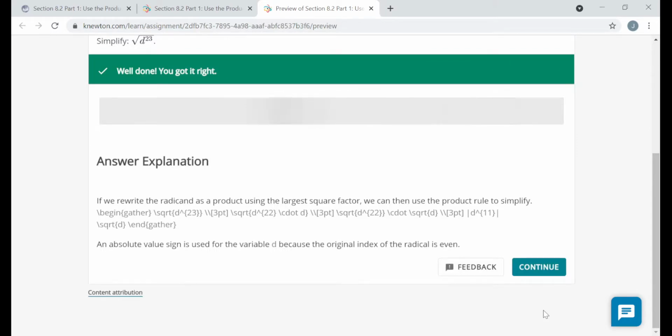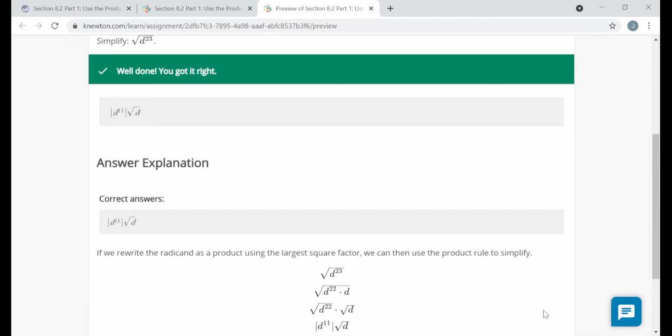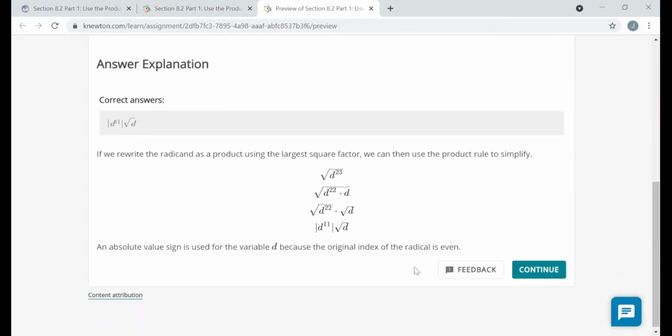And after every question, there should be an answer explanation, whether you're right or wrong. Please read these. If you're correct, just glance through it and make sure that you are correct for the right reasons, right? That you didn't just get lucky.